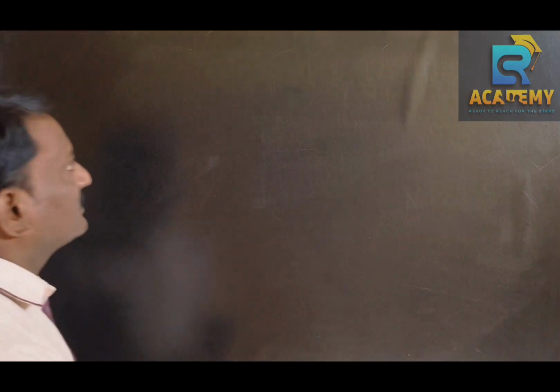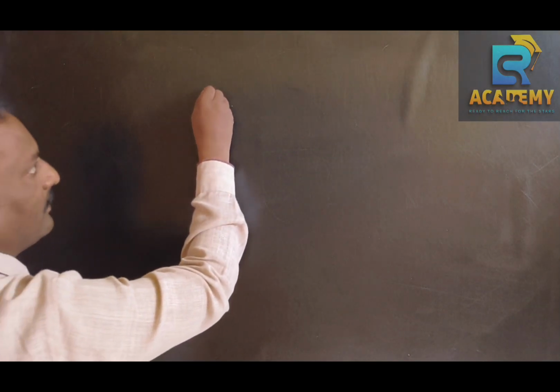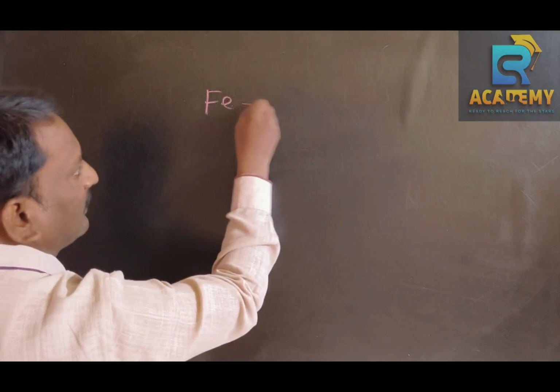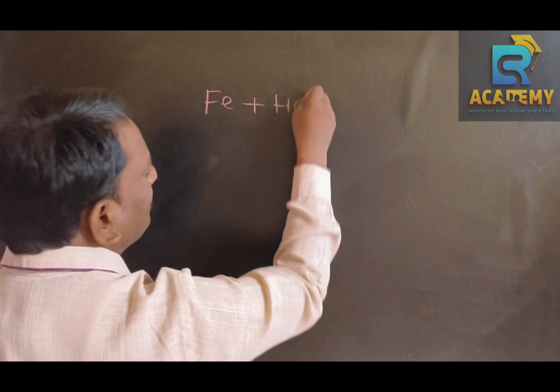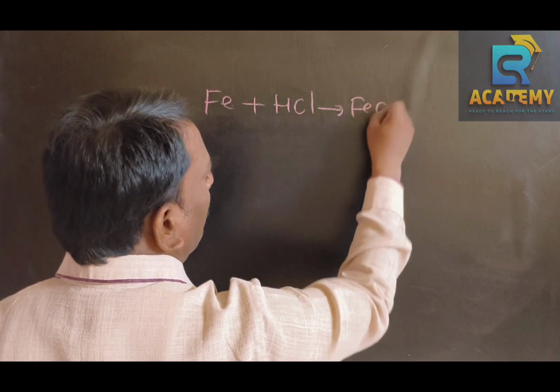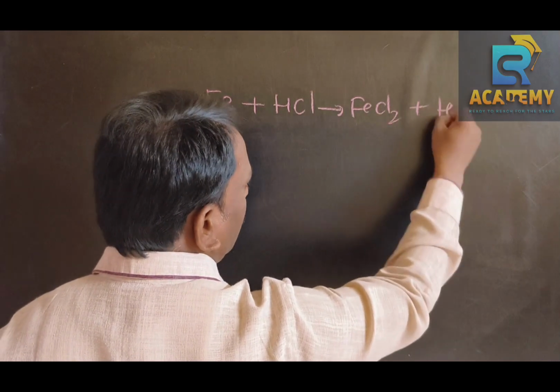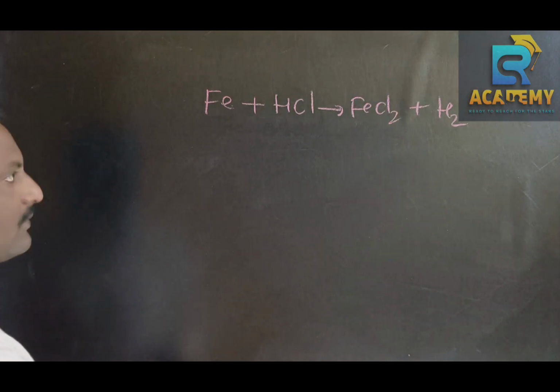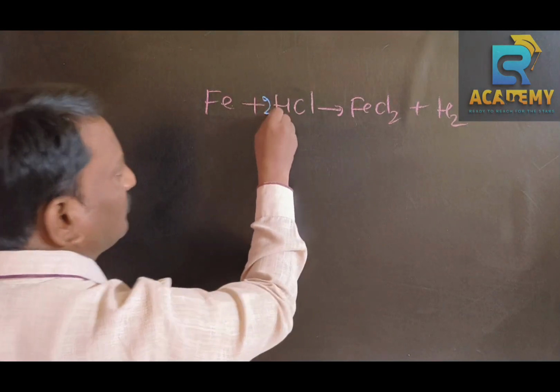What is a balanced chemical equation? A balanced chemical equation has equal number of atoms of different elements on both sides. Let us take one example. Iron reacts with hydrochloric acid to give iron chloride and hydrogen gas. Let me balance this one.